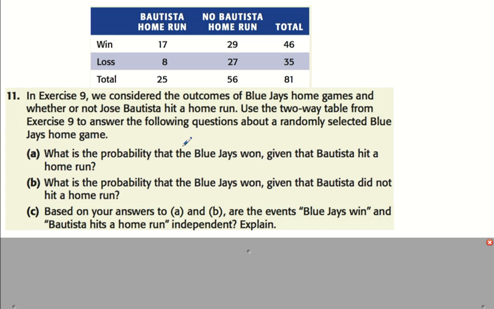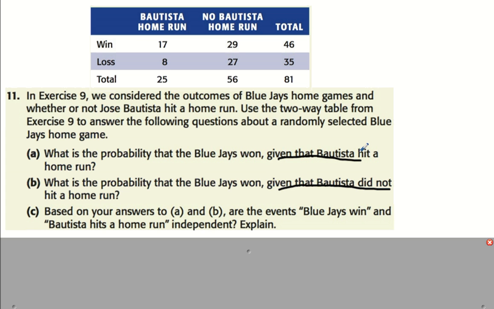All right, we've got a two-way table. We want to know what's the probability that the Blue Jays won given that he hit a home run. So let's have you work out that probability and the probability that they won given that he did not hit a home run. See if you can come up with those two probabilities and then play the recording when you've got your answers.